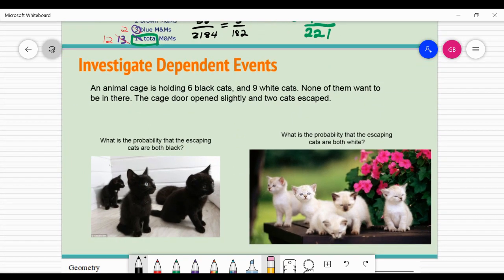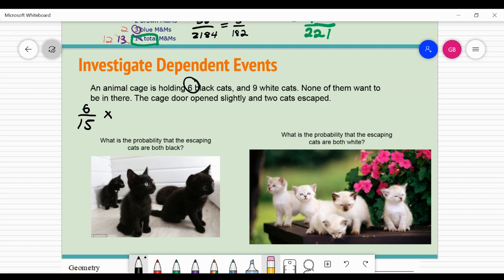All right, another example. An animal cage is holding 6 black cats and 9 white cats. None of them want to be in there. The cage door opens slightly and 2 cats escaped. What's the probability that the escaping cats are both black? So the probability of the first cat being black, it's going to be 6 out of, and then the total is 15, because 6 plus 9 is 15.